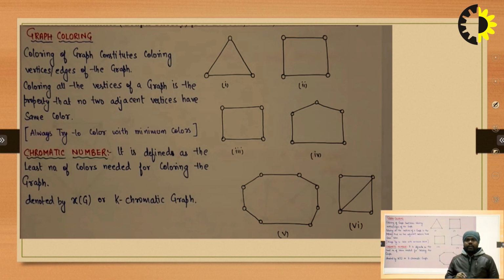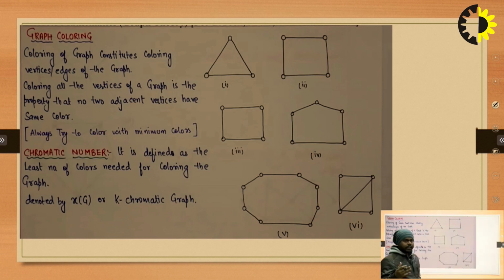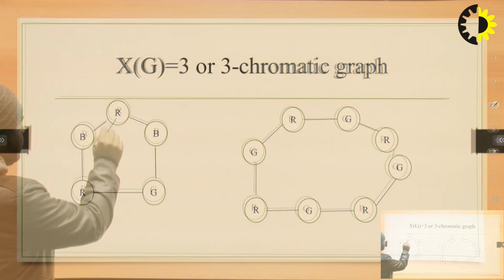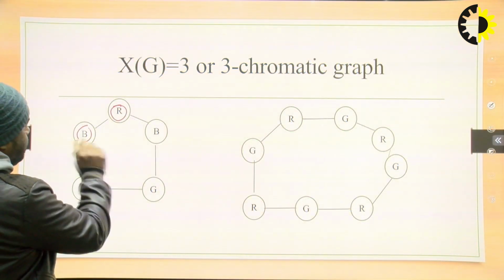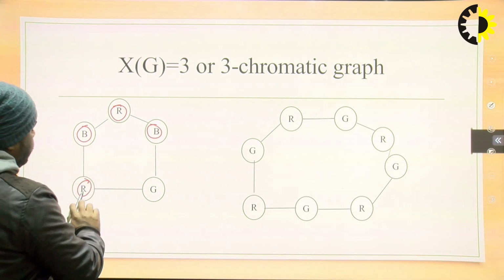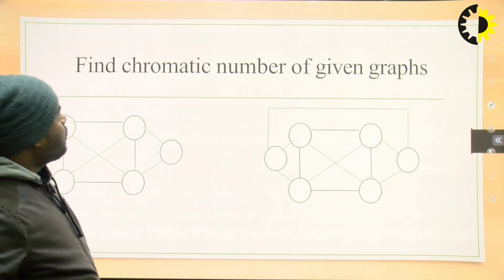First, you can take any vertex. You can start with any vertex and give it any name and number. But the second rule is that you can't use the same color for the adjacent one. So this is written. This one is a graph with chromatic number 3. This is red, so this can't be red. So blue, and this is red because this is not adjacent. This is green. So this is the chromatic number.